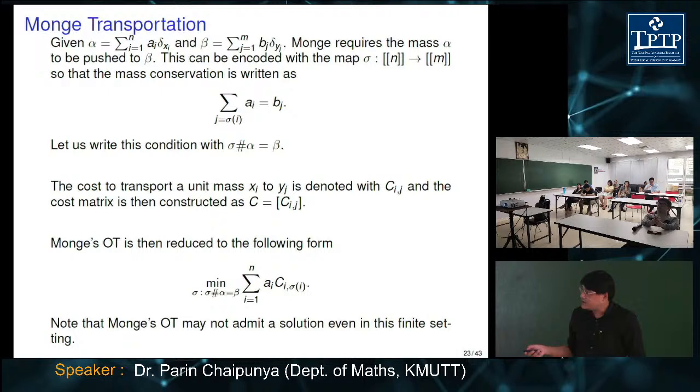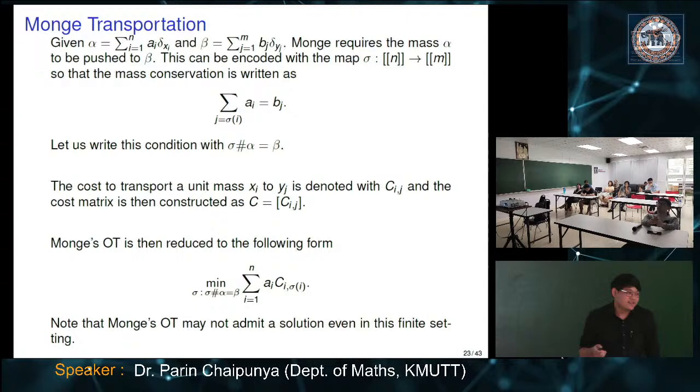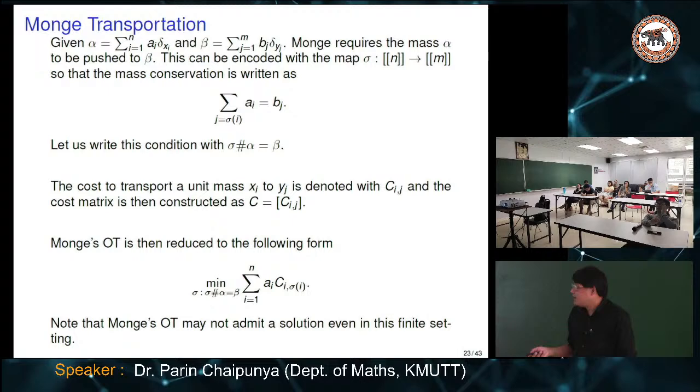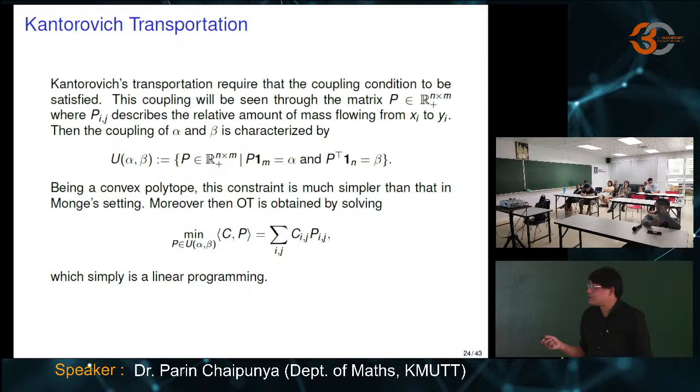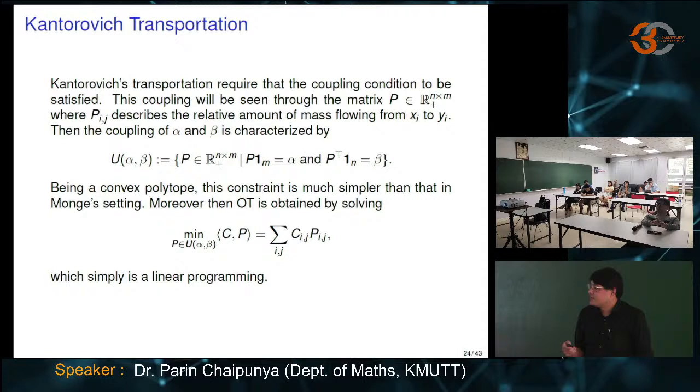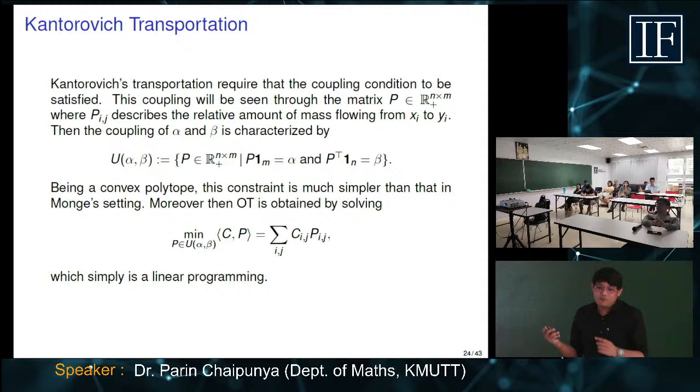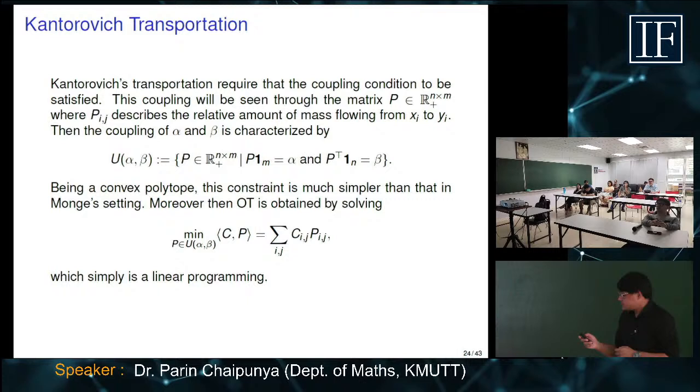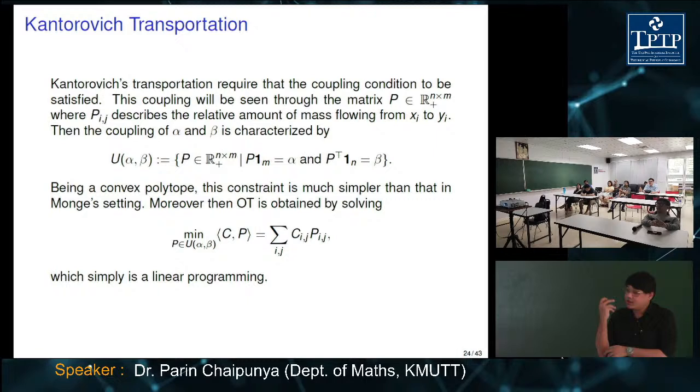So Monge formulation is still difficult in finite endpoint masses. How about Kantorovich transportation? Turns out that the Kantorovich transportation simplifies to a very simple linear programming problem. So remember when we talk about control, we allow splitting of mass, and we define the splitting of mass using the couplings. And this coupling simplifies to this set.